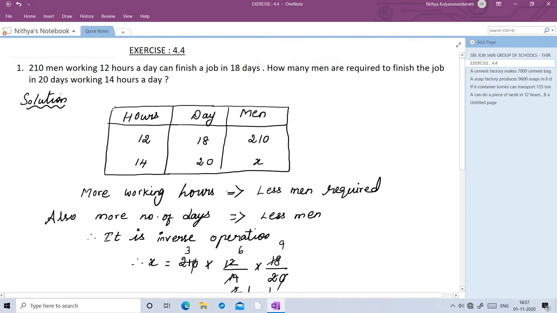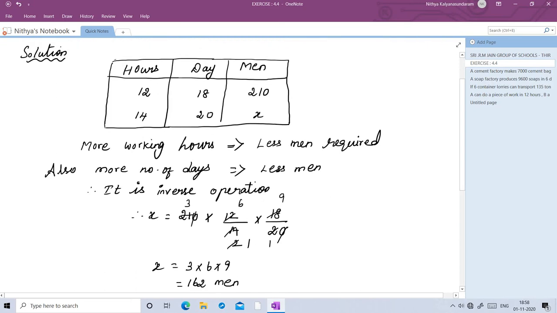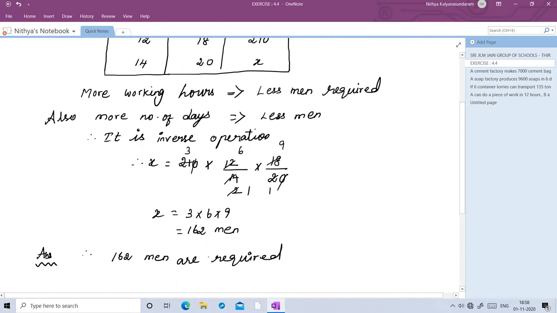So here it is given hours, days and men. First we need to find out whether it is inverse operation or direct variation. It's an inverse operation because more working hours means less men is required, and also more number of days means less men. So X is equal to, as it is, 12 by 14 into 18 by 20 into 210. So cancel, you will get the number of men. So X is equal to 162 men. So therefore our answer is 162 men are required.